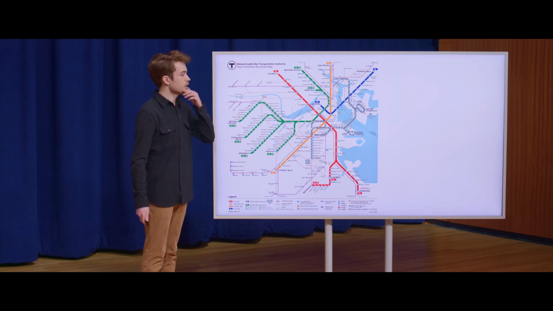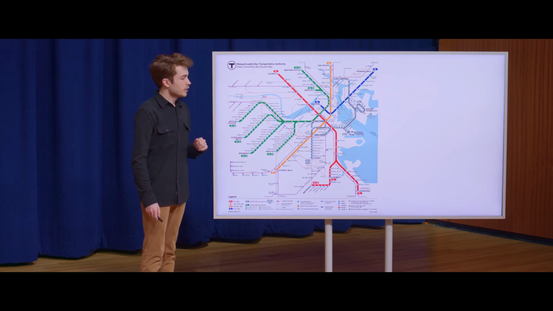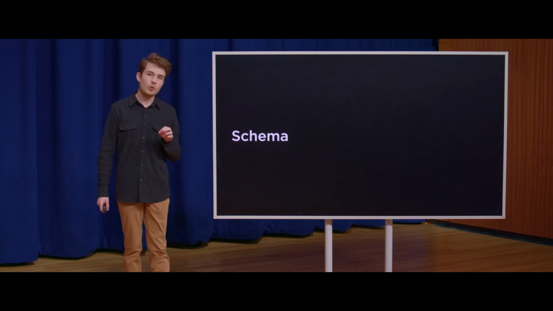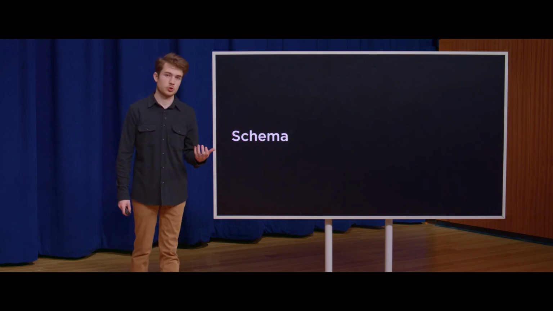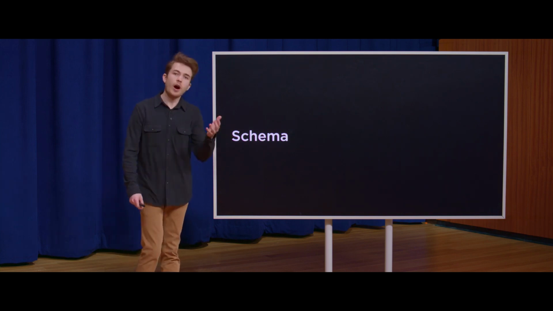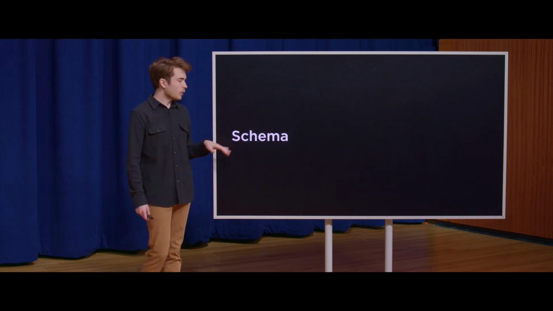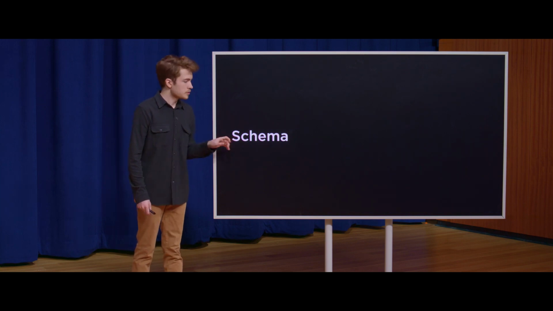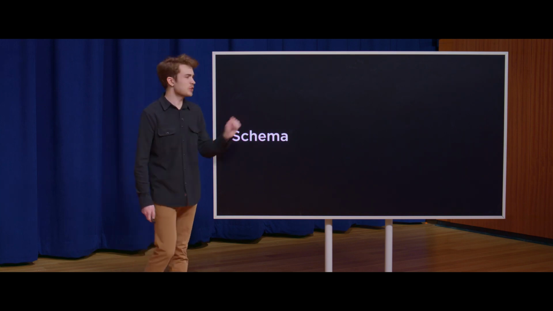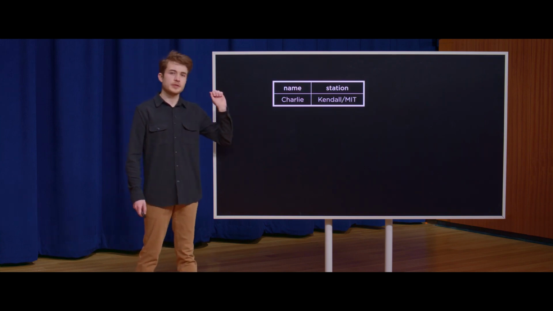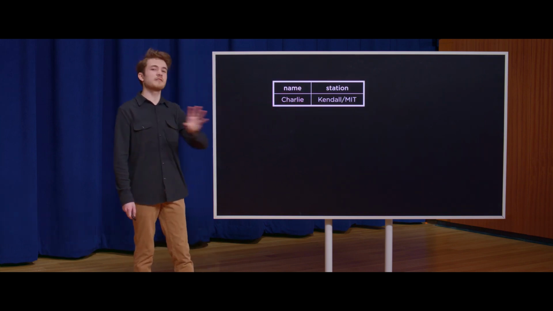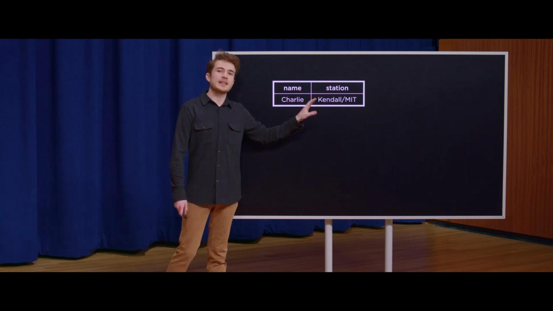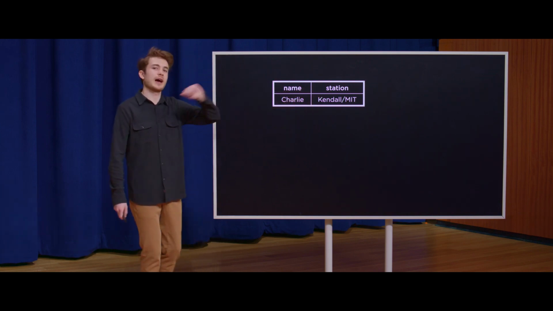So the question then becomes, how can we create a schema for this data? And again, by schema, we mean what kinds of tables should we have? What kinds of columns might those tables have? And what kind of data should we put in each of those columns, for instance? So let me propose this. Let's say we start just first with names and stations. So Charlie here, our very first rider on this system, is going to be at the Kendall and MIT station. So this is what this table represents now.